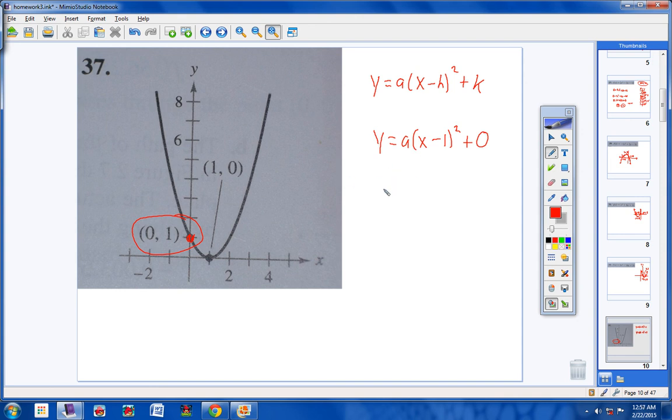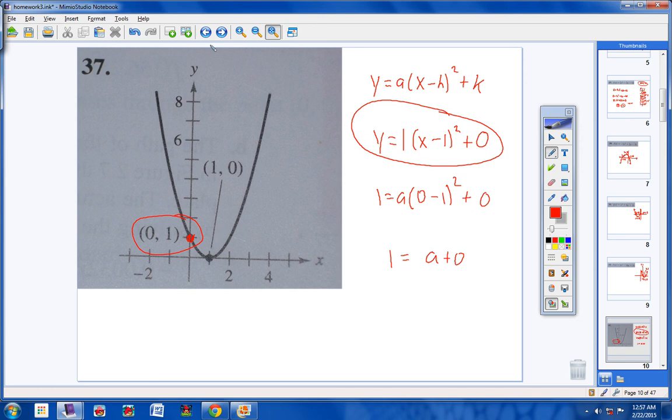Okay, so for y I'm going to put a 1, for x I'm going to put a 0, and now let's simplify. 0 minus 1 is negative 1, negative 1 squared is 1, 1 times a is a, so all of this came out to 1a, or a plus 0 equals 1. So a equals 1. So students, all that you have to do is grab this a right here, slide him down there, and put a 1 right there, okay? And there we have it, alright? There is our quadratic equation written in standard form using this information here.